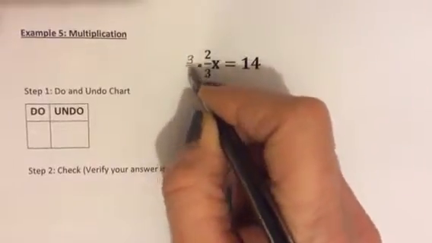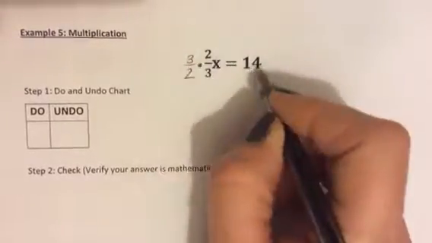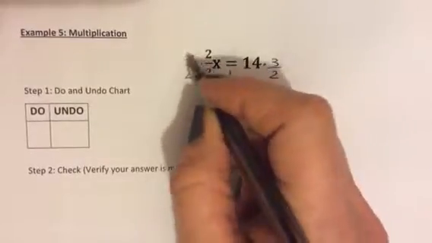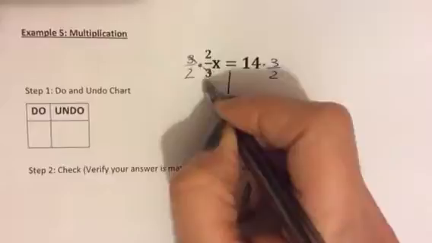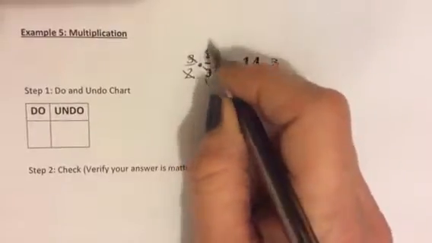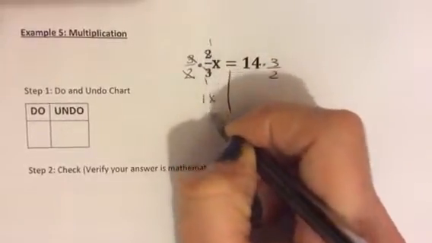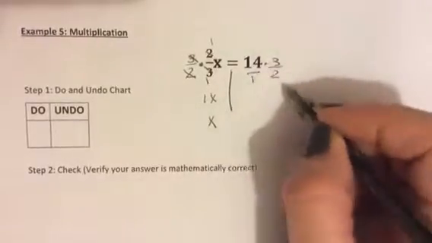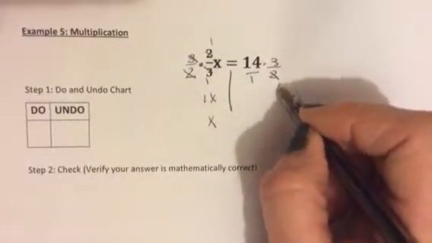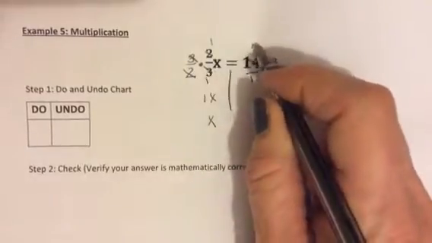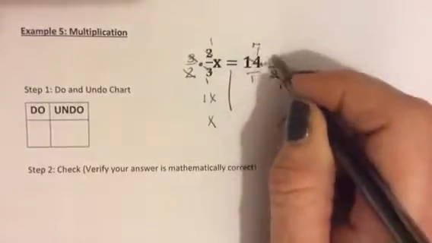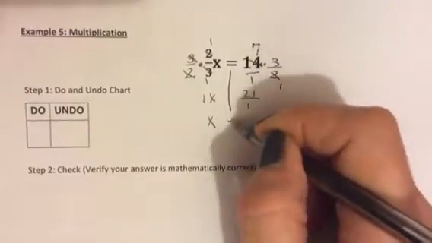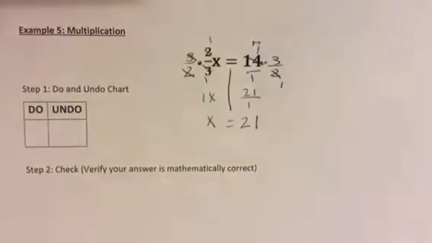so the multiplicative inverse will be the reciprocal, 3/2. So we're going to multiply 3/2 on both sides. So the 3's divide out and give me 1. The 2's divide out and give me 1. 1 over 1 is 1, so 1x is x alone. On the other side, we're going to put 14 over 1. We could divide out a 2. Divide a 2 out of 14 and get 7. 7 times 3 is 21 over 1, which is 21.